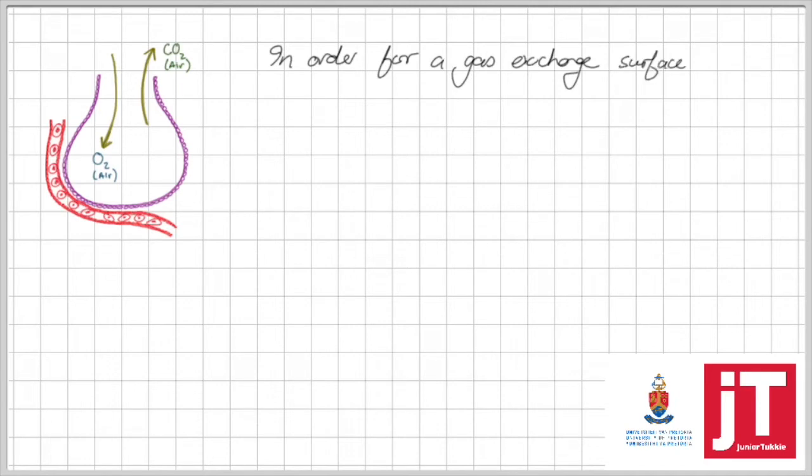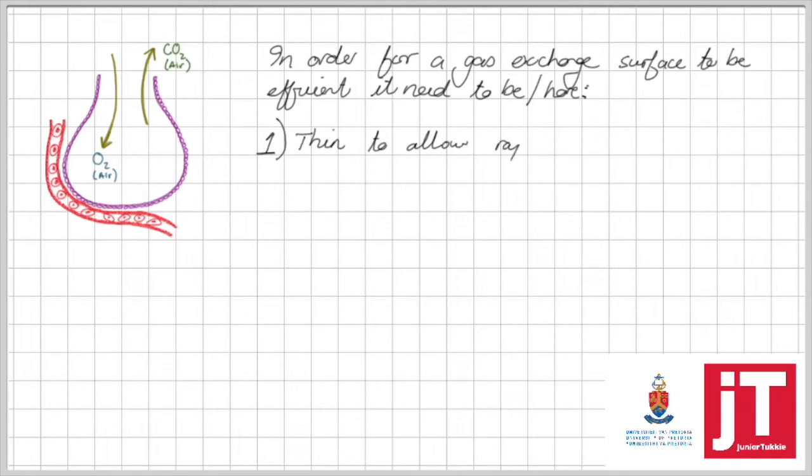In order for gas exchange to be efficient, we look at a couple of properties. Firstly, the surface needs to be thin, and this allows for rapid gas exchange. It's important to remember that a thin surface doesn't allow for a lot of gas exchange, because that's surface area. A thin gas exchange surface allows for rapid exchange of gas. So we've got to link thin to rapid here.